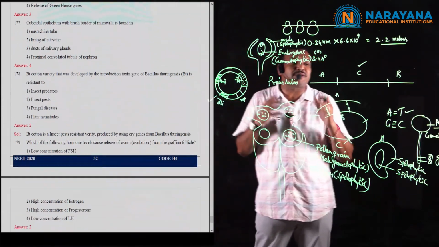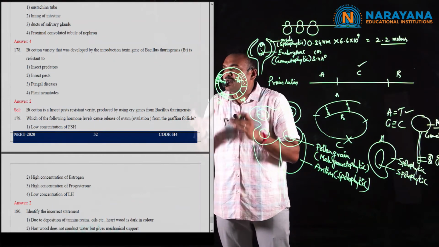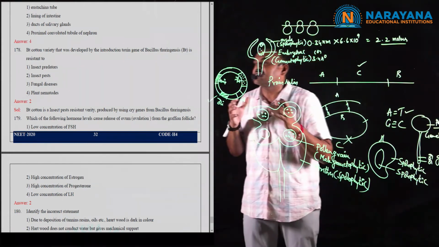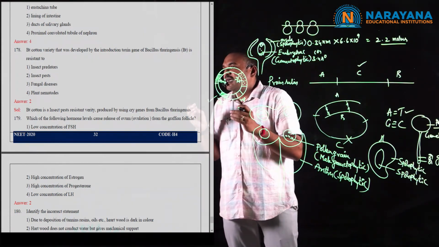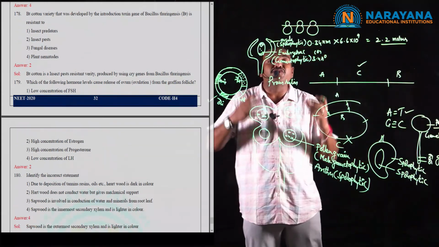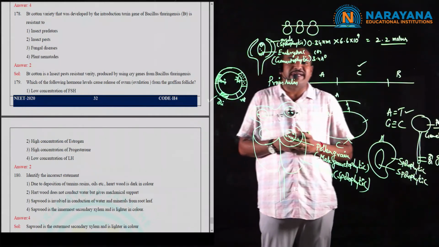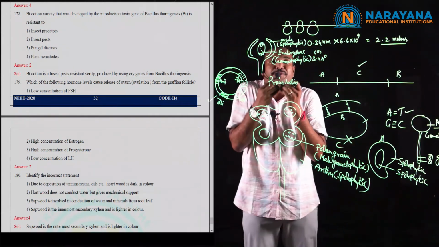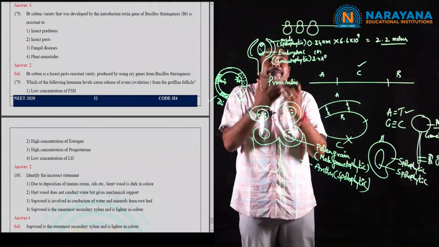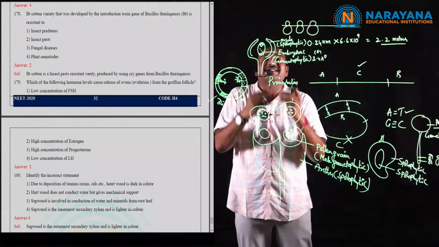And next one is question number 178. BT cotton varieties, developed by the introduction of toxic genes of Bacillus thuringiensis, are resistant to... That means the question is regarding BT cotton being resistant to which organisms. We know that from Bacillus thuringiensis, cry genes are isolated. Cry genes means crystalline protein producing genes. These crystalline proteins are toxic to insects and pests. That is why BT cotton is an insect pest resistant variety.